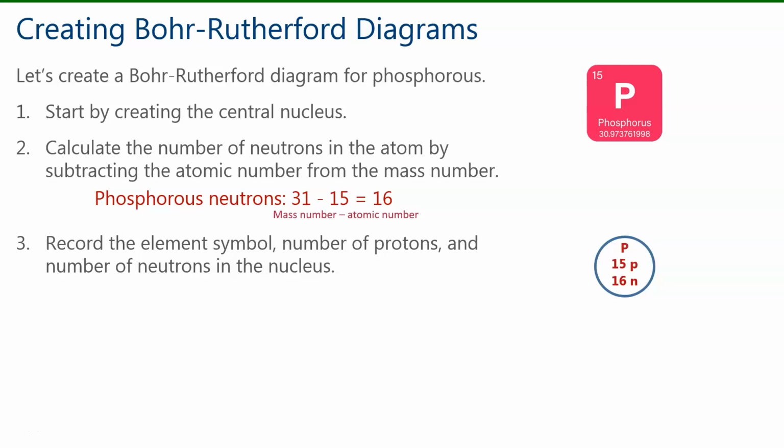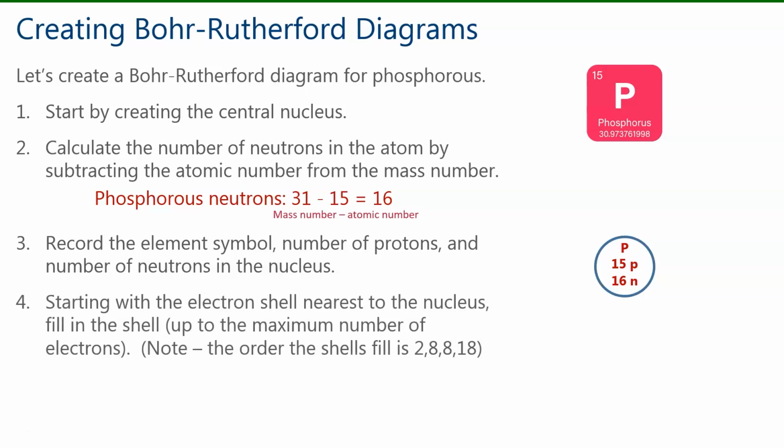So we have the element symbol P for phosphorus. We have 15 protons. I get that information by looking at the atomic number in the corner, which is the whole number, and 16 neutrons, which I just calculated. Starting with the electron shell nearest to the nucleus, fill in the shell up to the maximum number of electrons. Remember, the order the shells fill is 2, 8, 8, 18.